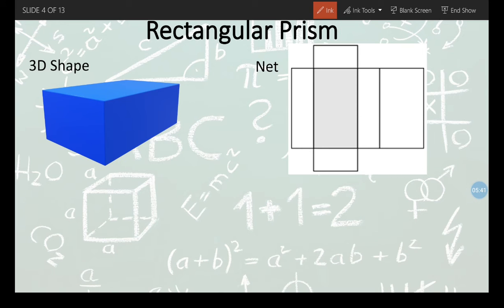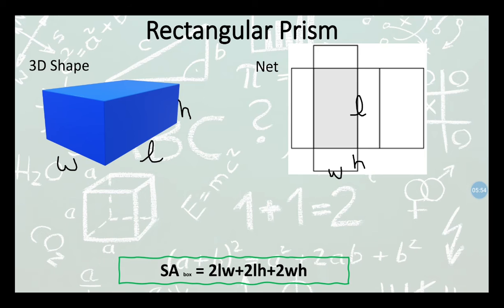information for this. So if I look at this rectangular prism, and I'm going to call this the length, this the width, and this the height. So this is the length, the width, and the height. When I add all of those rectangles up, I'm left with this.